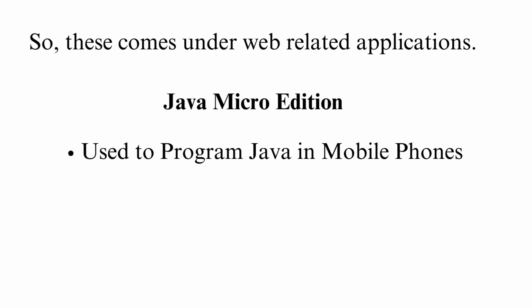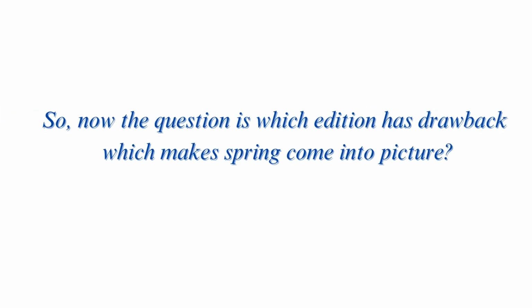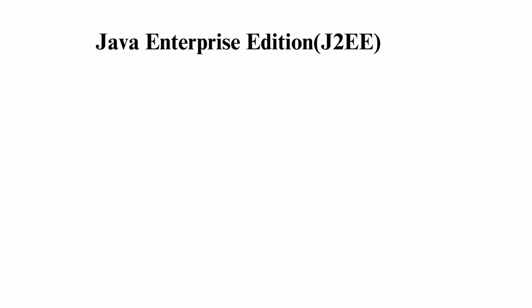And the third one is Java Micro Edition. It is simply used to program Java in mobile phones. So now the question is, which edition has the drawback which made Spring come into the picture? The answer is J2EE, Java Enterprise Edition.